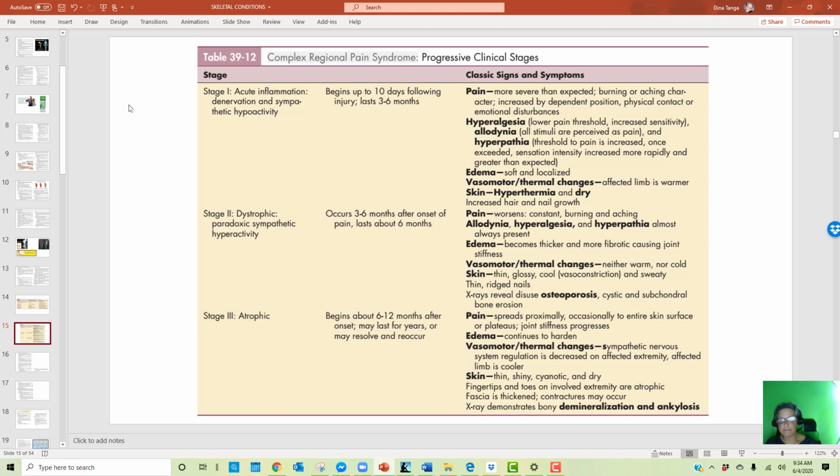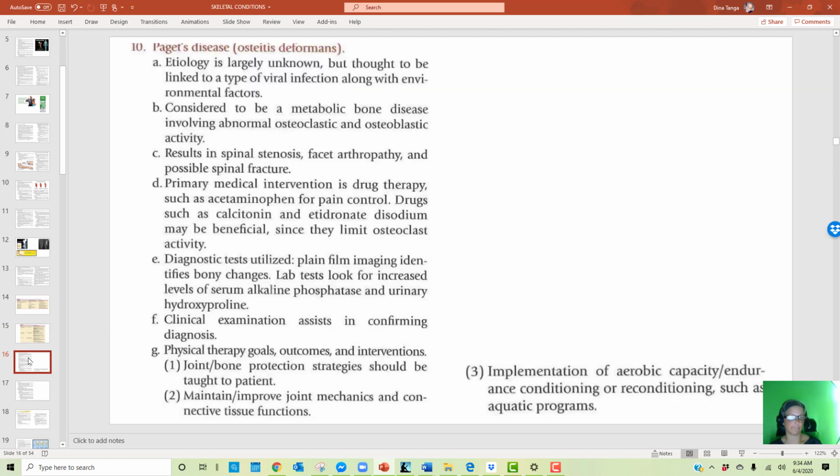Vasomotor thermal changes. Sympathetic nervous system regulation is decreased on the affected extremity. The affected limb is cooler. Skin is thin, shiny, cyanotic, and dry, blue and dry. Fingertips and toes on the involved extremity are atrophic. Fascia is thickened. Contractures may occur. X-ray demonstrates bony demineralization and ankylosis. Okay.